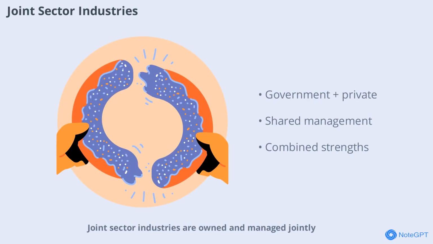Joint sector industries are owned and managed jointly by the government and private individuals or companies. This partnership combines the strengths of both sectors, promoting efficiency and public welfare. An example is Oil India Limited, where both government and private entities have a stake.